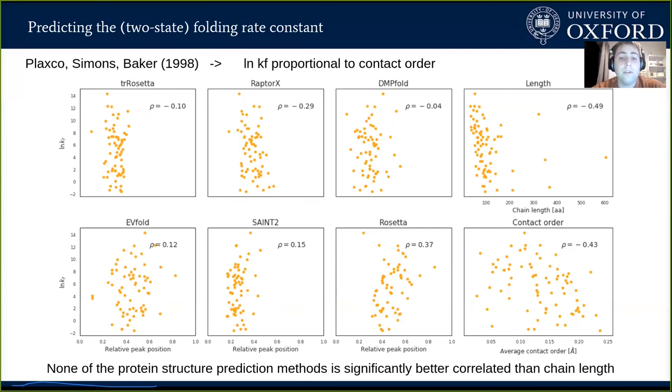But what is really important is if you look at the simulated rate, they are essentially uncorrelated with the folding rate constant. For the majority of the methods, the Spearman correlation coefficients are small and have the wrong sign. That means that essentially if a folding event happens later, then the process is faster instead of slower. And there's only one exception, which is RaptorX, which has a correlation much better than the rest, but still not comparable to the chain length.